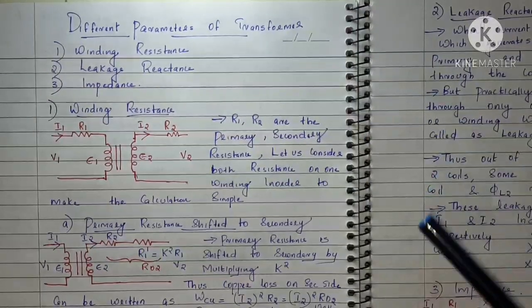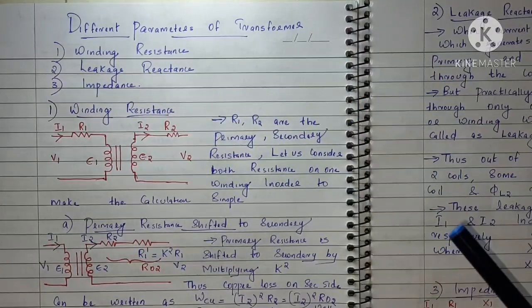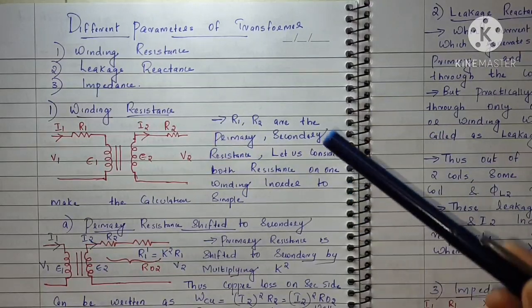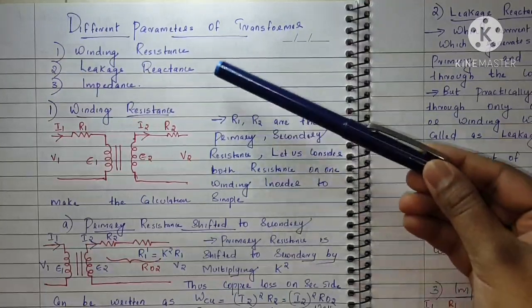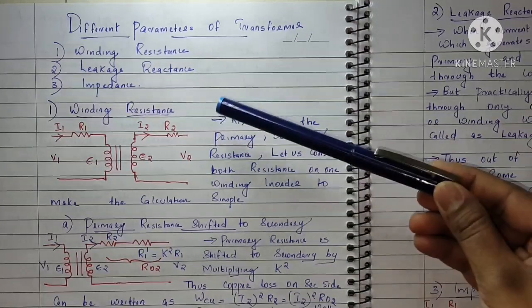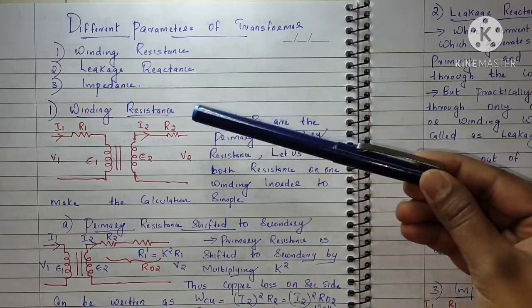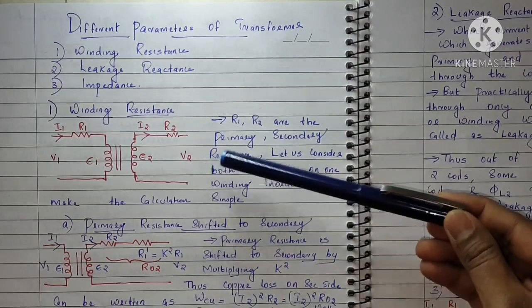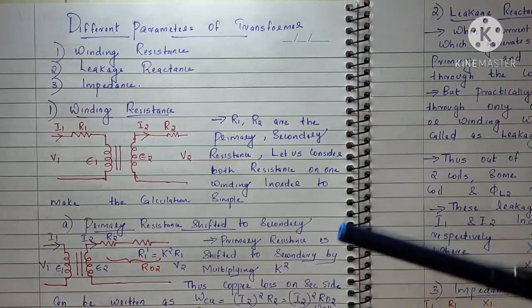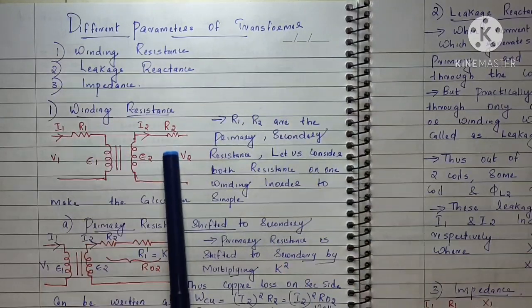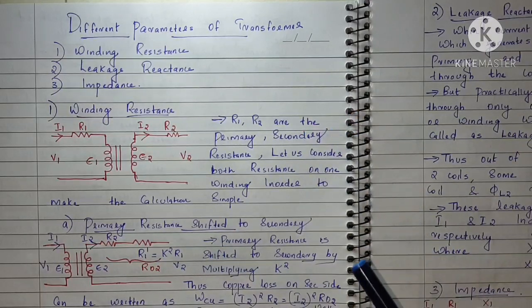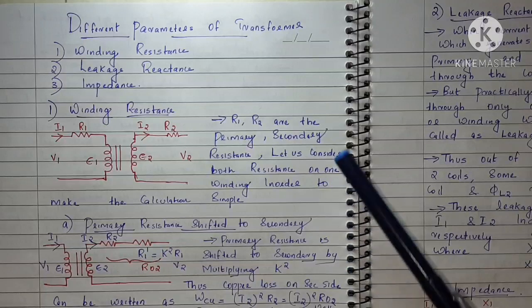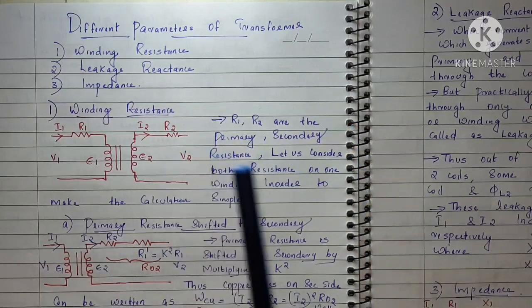Our next topic is different parameters of a transformer. There are mainly three important parameters of a transformer. One is winding resistance, second one is leakage reactance, and third one is impedance. First, we will discuss winding resistance. Let's consider R1 and R2 as the primary and secondary resistance. For simple and easy calculation, let us consider both resistances on one winding.